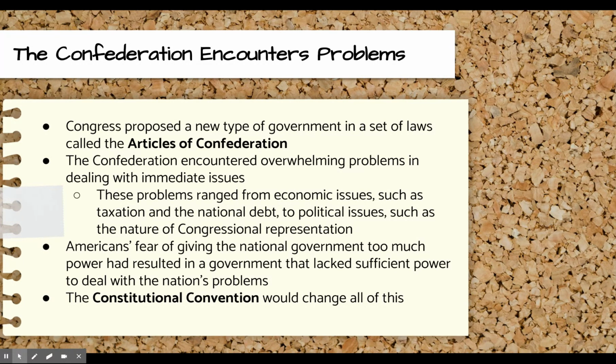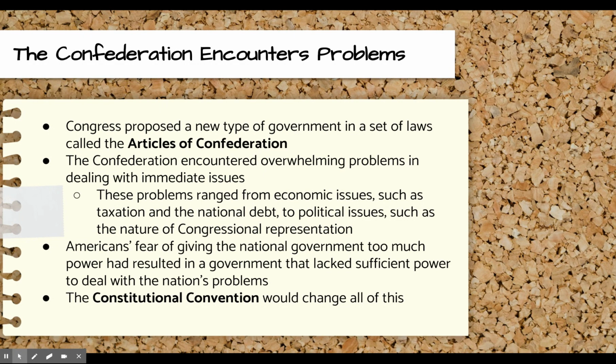So the Confederation encounters problems. Congress proposed a new type of government in a set of laws called the Articles of Confederation. This is essentially our first constitution. The Confederation encountered overwhelming problems in dealing with immediate issues. These problems range from economic issues such as taxation and the national debt to political issues such as the nature of congressional representation. Should larger states with bigger populations have more representation than smaller states? But is that fair because they're both states? So there were a lot of issues.